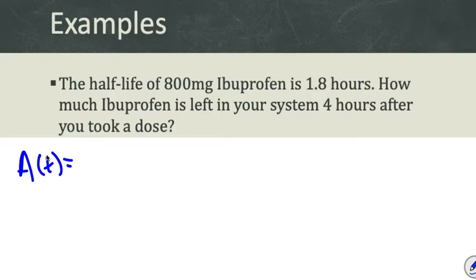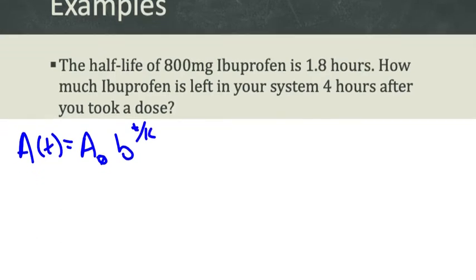We have our initial amount, okay? The initial amount, which we can label as a sub 0, like we do initial velocity, v sub 0. So there's your initial amount times the base raised to the time divided by k. Now, what do each of these things mean? Well, a sub 0 is your initial amount, okay?